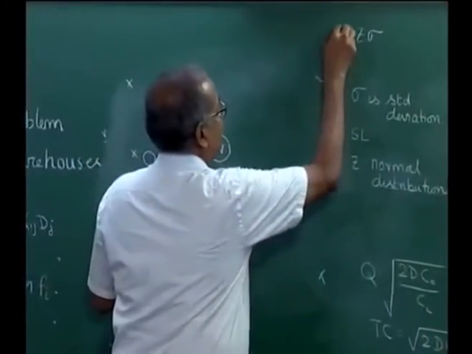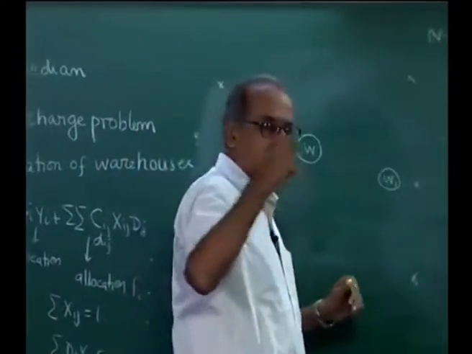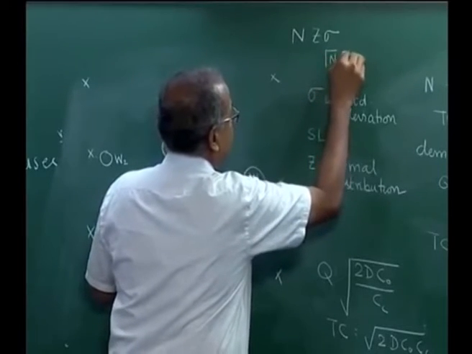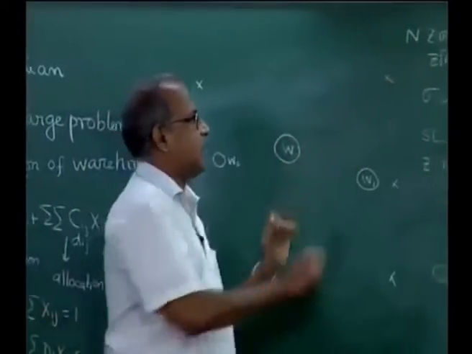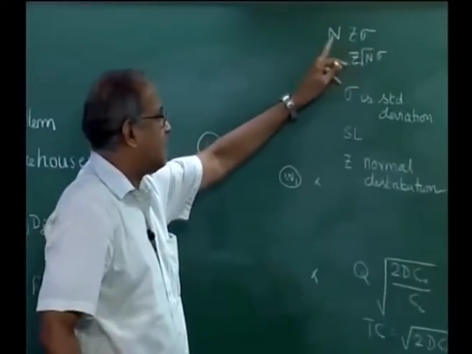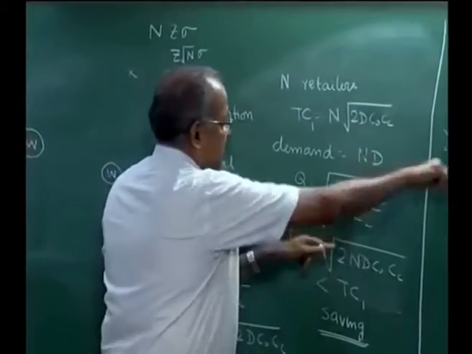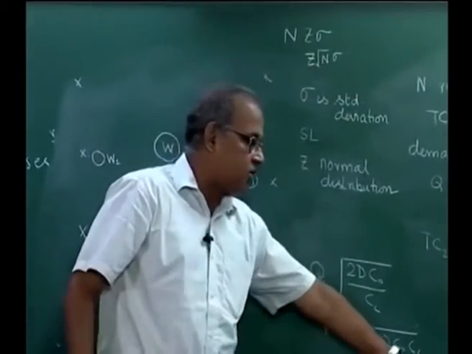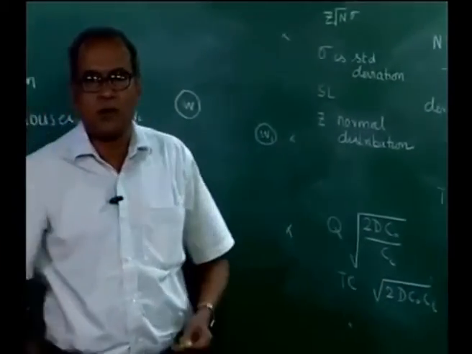Now, for n retailers we will have n into Z sigma in each of these places, whereas when we pool them together we have already shown that the standard deviation when combined together is actually root n into sigma, and the total amount of safety stock maintained if we bring them together will be Z into root n into sigma, whereas if we maintain them in different places it will be Z into n into sigma, very similar to n into root over 2 d C naught C c and root n over root of 2 d C naught C c. Similarly, n into Z sigma versus root n into Z sigma. Once again it is possible to show that the saving is of the order of 1 minus root n by n, or 1 minus 1 by root n.